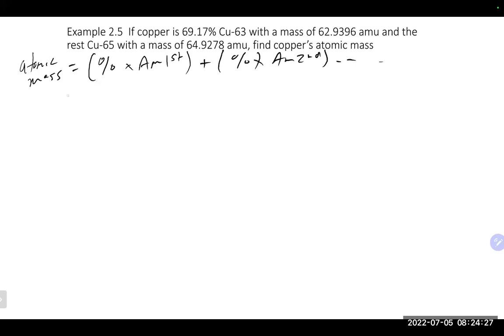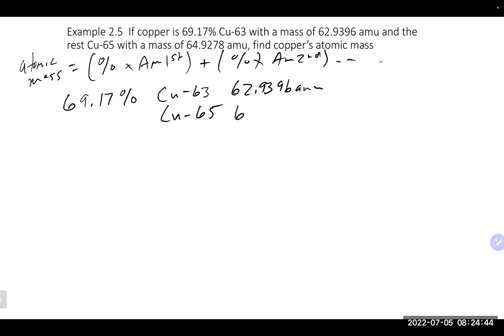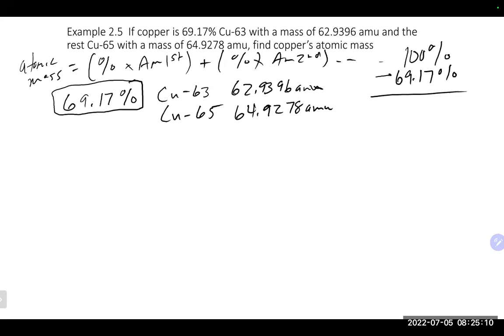So in this case, we know that 69.17% of it is the copper 63 that has a mass of 62.9396 AMU. We know the rest of it is copper 65 that has a mass of 64.9278. To use this, we obviously need the percentage of both of them. We are not given the second percentage, but we do know that this is all the different isotopes that we have. So we can assume 100% gives us all the isotopes, and subtracting the 69.17%, that is the copper 63 isotope, would give us 30.83 as our missing percentage for our second isotope. So now we have the percentages of each of them.